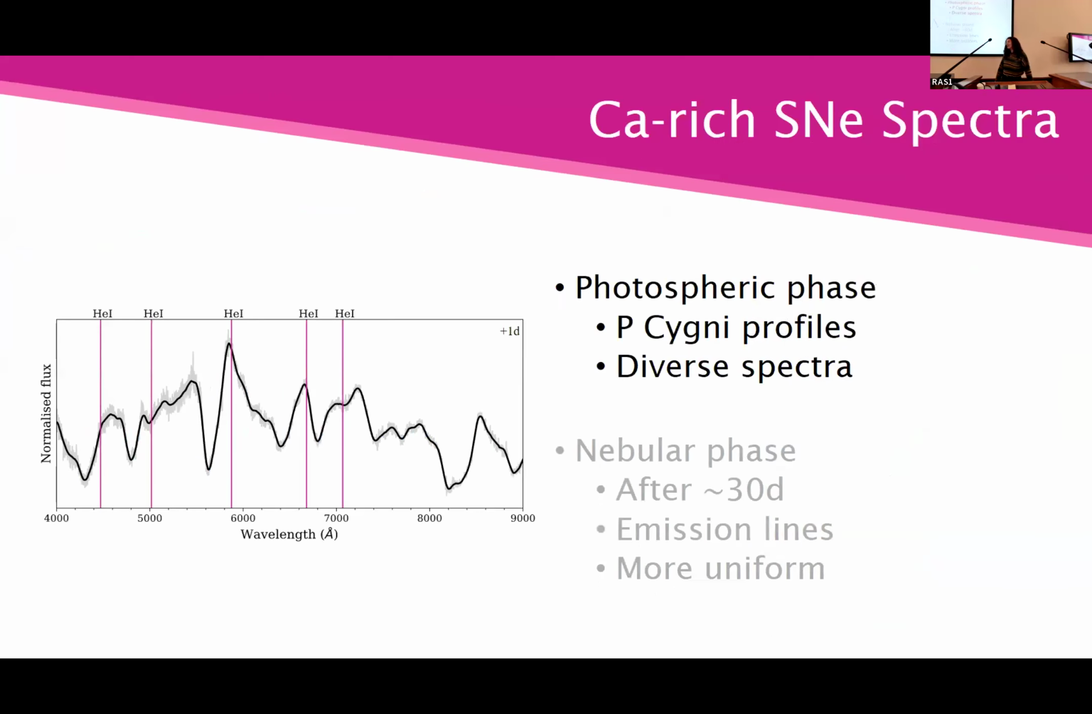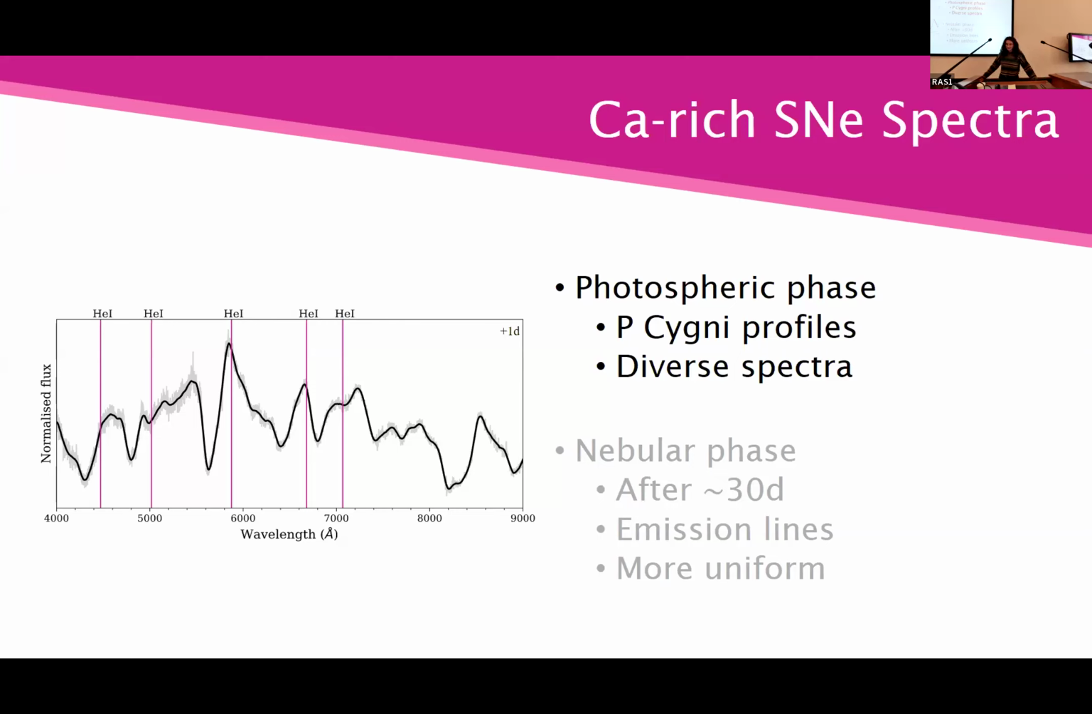So in that spectra, there are two distinct categories. You've got the photospheric phase at early times and the nebular phase at late times. The photospheric phase is when the ejecta is very hot, very dense, and very optically thick, and the photosphere obscures most of what's going on. So these spectra are very diverse between the calcium-rich sample, but they're all dominated by P-Cygni profiles, and most strongly in most of them is helium-1.